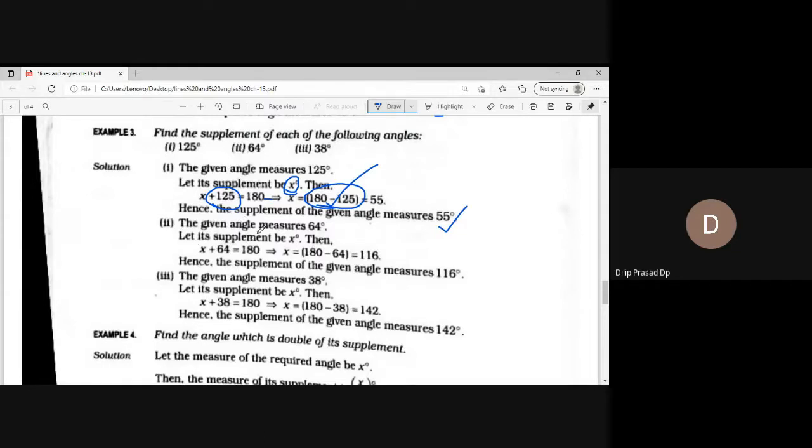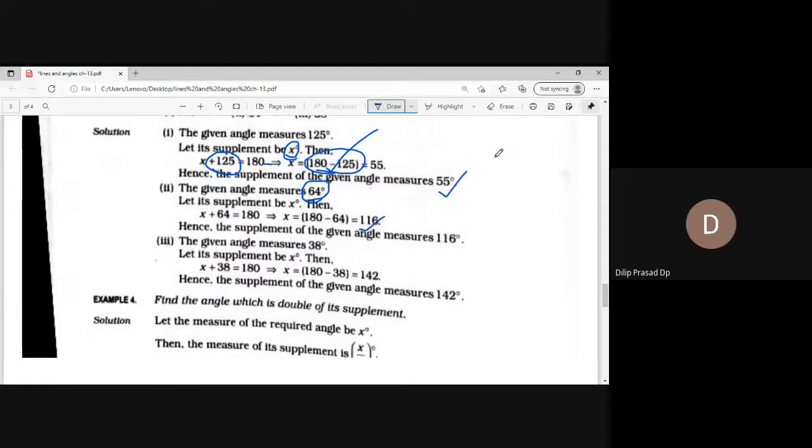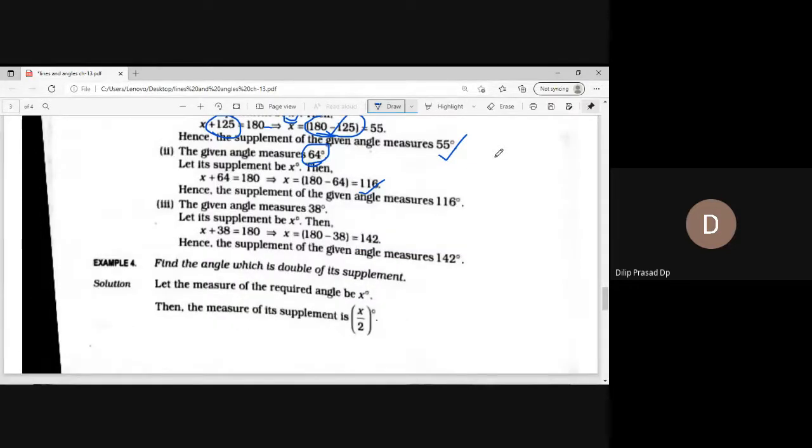Now here it is written, the given angle measures 64. Also, we can find it by subtracting, very simple. So in the supplement, we have to subtract the given angle from 180 degree.